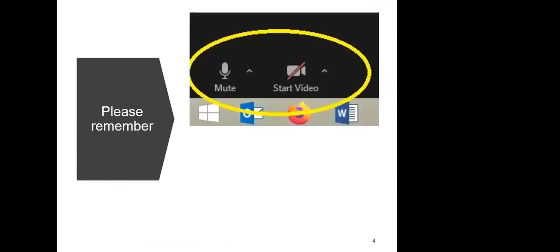Then please remember, while we're going through the webinar, to mute your microphones and switch off your cameras. It takes out any background noise and any unnecessary videos, but most importantly, it saves data. For folks who don't have all the data or the best equipment, it saves them bandwidth so that they can also enjoy the webinar.